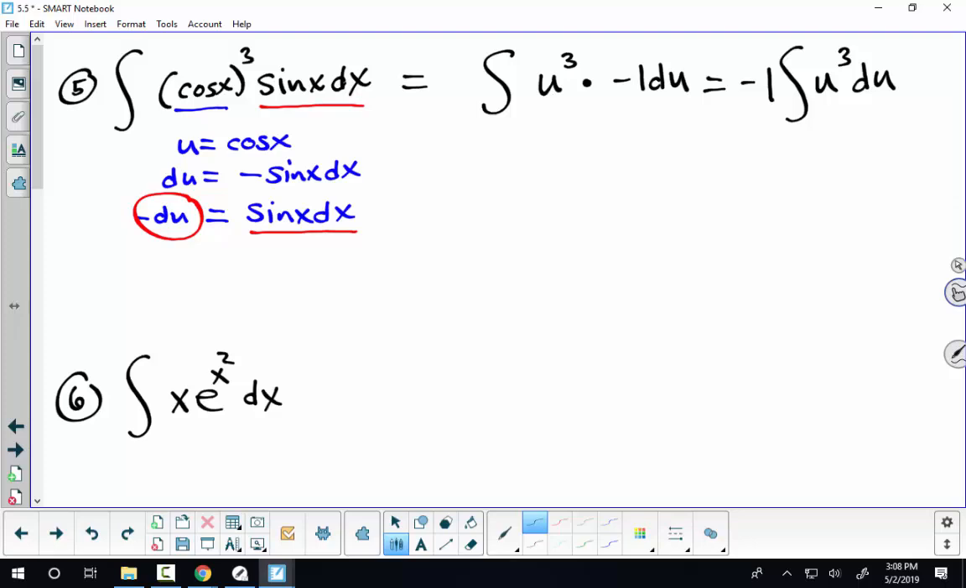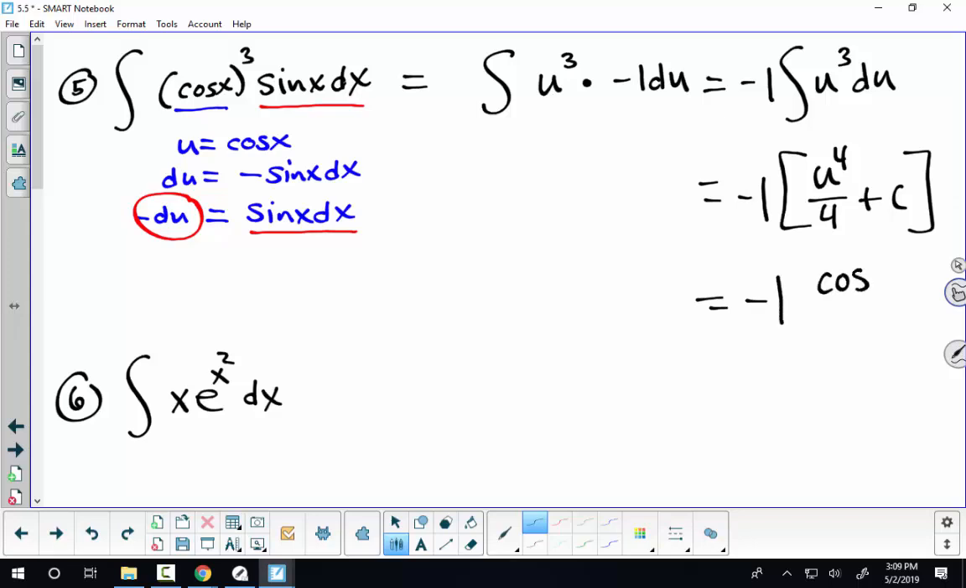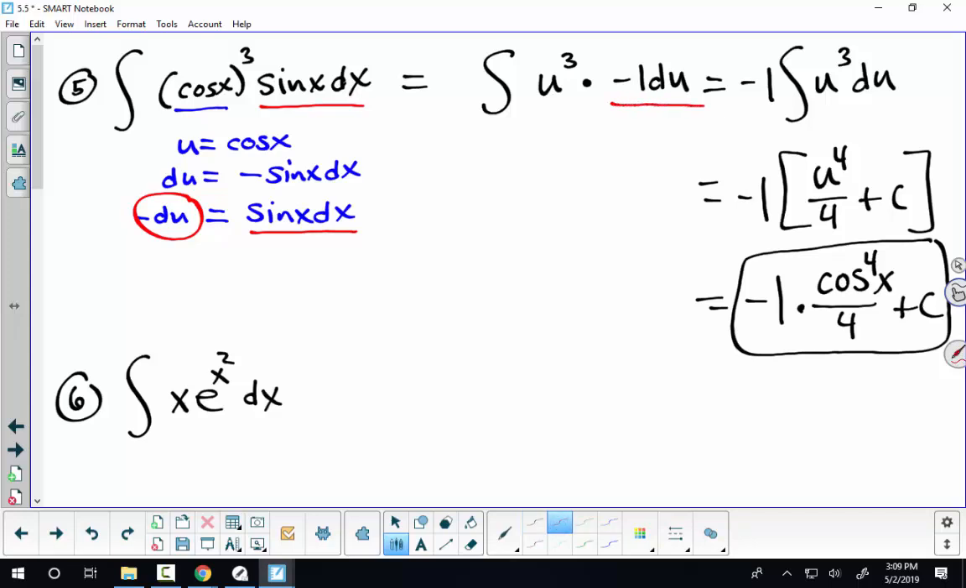Power rule here, over negative 1 times our u to the 4th over 4 plus some constant. And then we have negative 1 times cosine to the 4th over 4 plus some other constant, or negative cosine to the 4th over 4 plus c. Okay, so are there any questions on that?